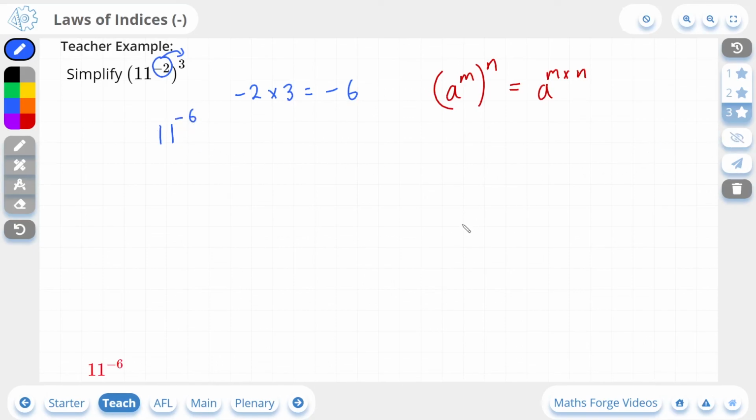there it is. And that's it for the laws of indices for negative numbers.